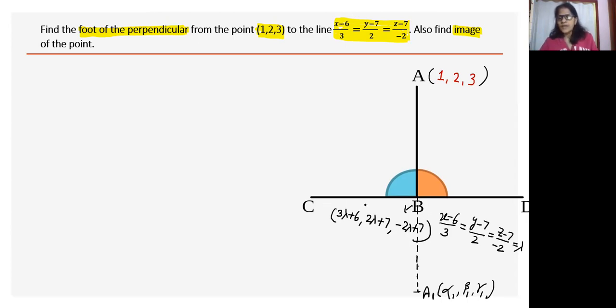So we are given the line CD whose equation is given by this. Let it be lambda. A is the point whose coordinates are 1, 2, 3. B is the foot of the perpendicular. Now let's find the foot of the perpendicular first. Step 1 is to take the general point on the line, so we can start with the given line like this.